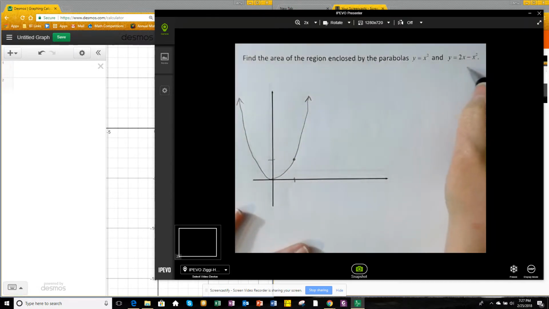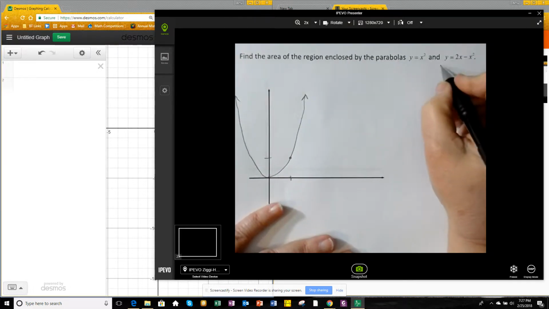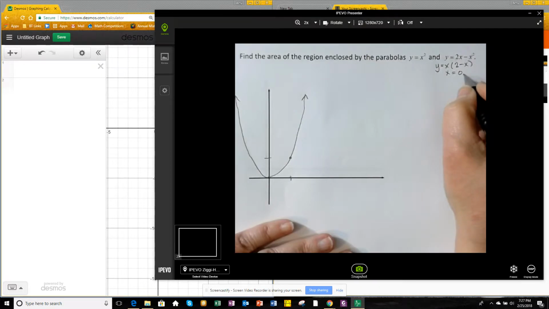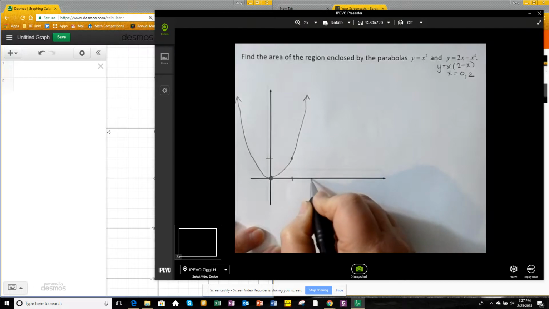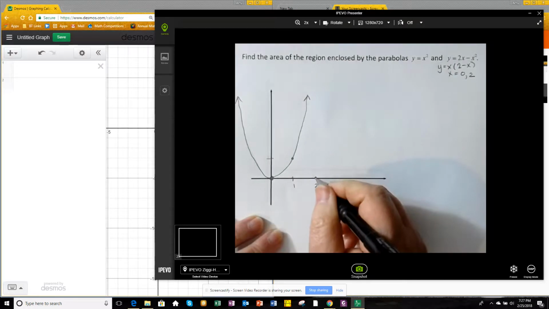All right, and then this one here is a parabola that opens upside down, but I have to find its zeros. So we'll factor this, and we'll get x times (2 minus x). So the zeros are at x equals 0 and at 2. So we have an x at 0, 0, and an x at 2. And believe it or not, this is a parabola that opens down.